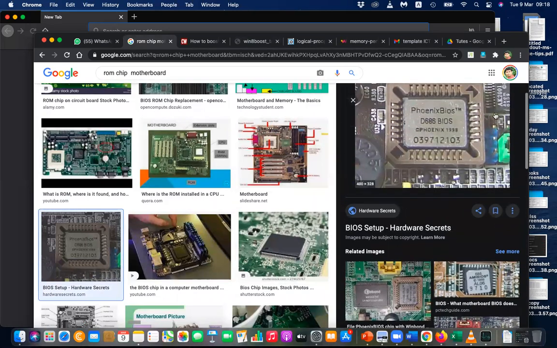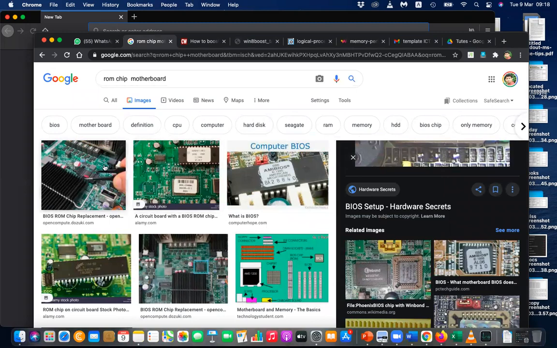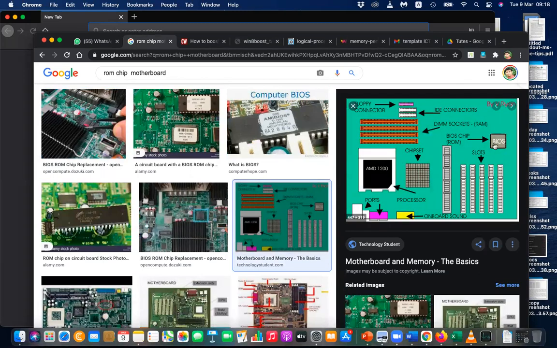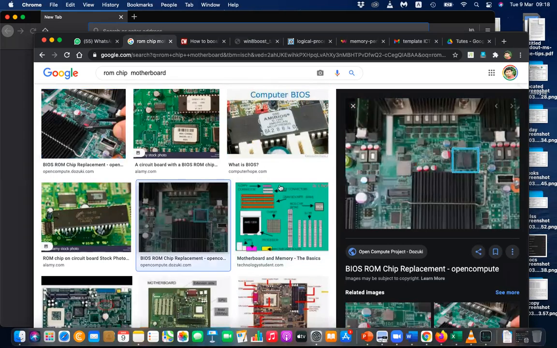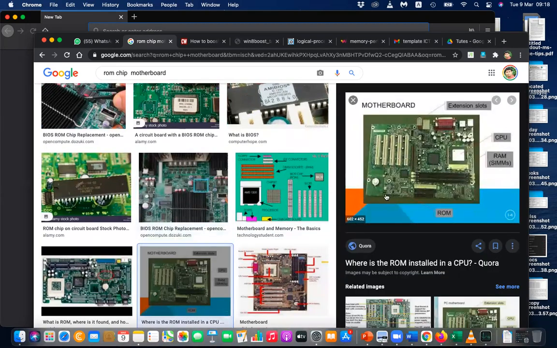So sometimes it shows this BIOS thing, basic input output system. ROM stays in the motherboard. ROM means the ROM chip. Here you can see this is the ROM BIOS chip. And in this image, you can see this is the ROM BIOS chip.